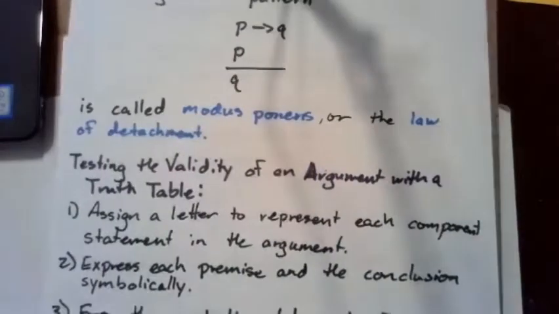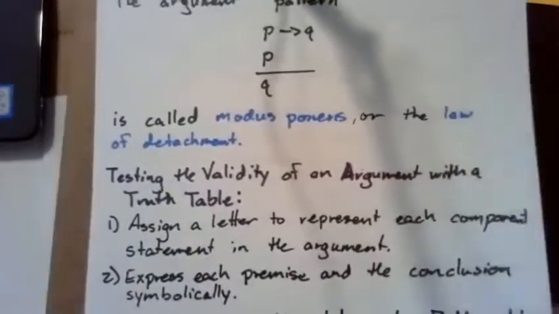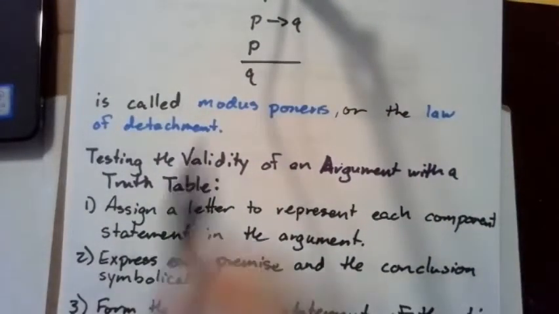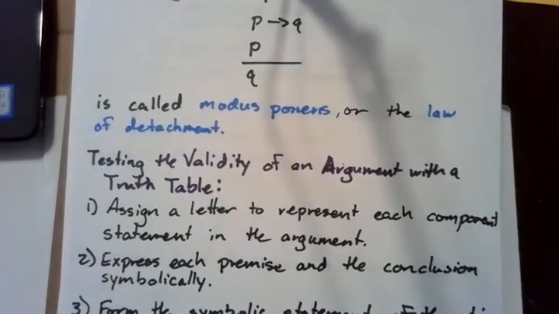Okay, so the argument pattern P implies Q, P, therefore Q, is called modus ponens, or the law of detachment. And something like this is always true. We know that P implies Q. We know that P is true. Therefore, Q is true.